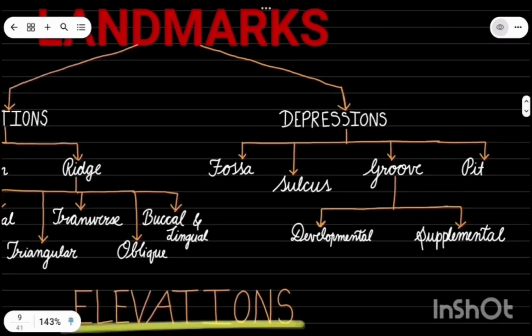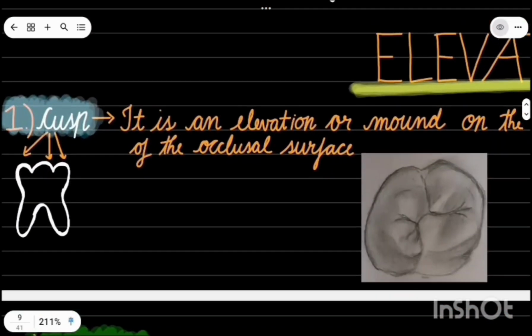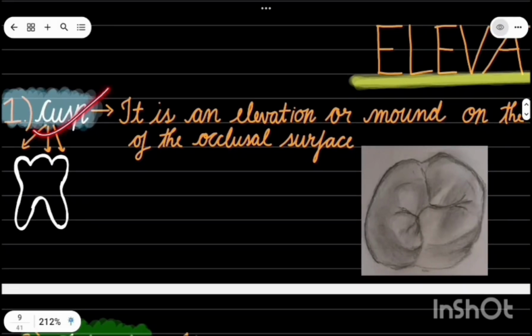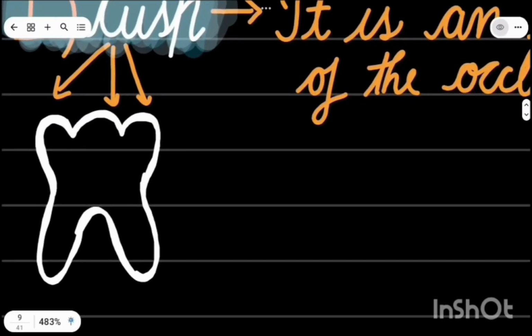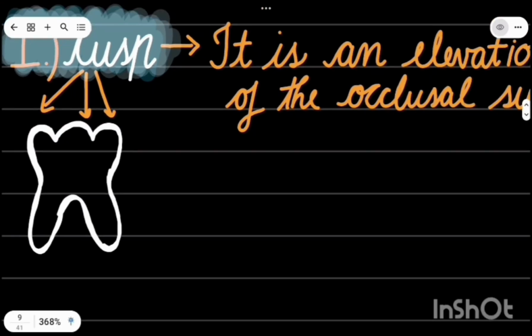So learning about each of them in detail, we have first of all the elevations. The first elevation we shall be learning about is the cusp. Now cusp is an elevation or mound on the crown of the tooth. So as you know, this is the crown and this is the root. So these major elevations on the surface of crown are called cusps. These are the major elevations of the crown.